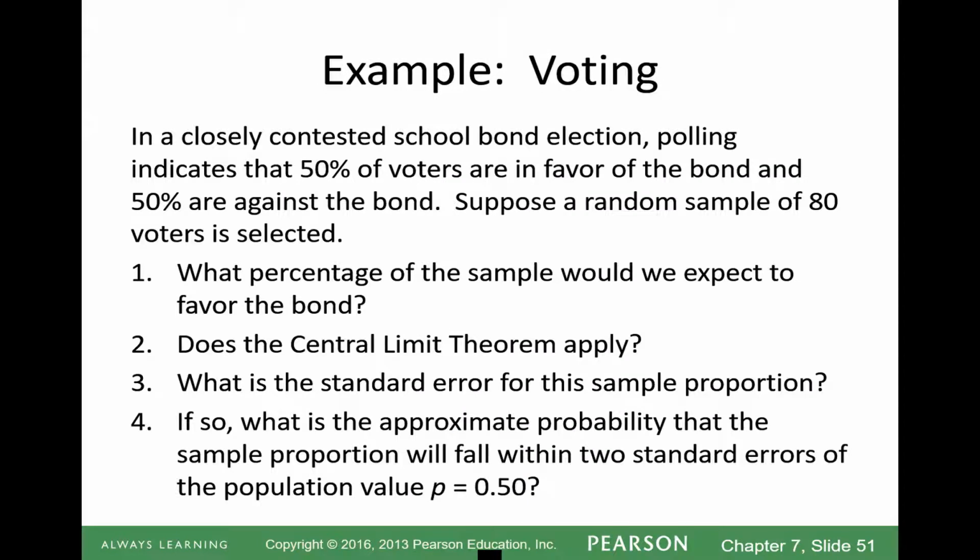In this next example, we have voting. Polling indicates that 50% of voters are in favor of the bond and 50% are against. Suppose a random sample of 80 voters is selected. What percentage of the sample would we expect to favor the bond? Does the central limit theorem apply? What is the standard error for this sample proportion? If so, what is the approximate probability that the sample proportion will fall within two standard errors of the population value?